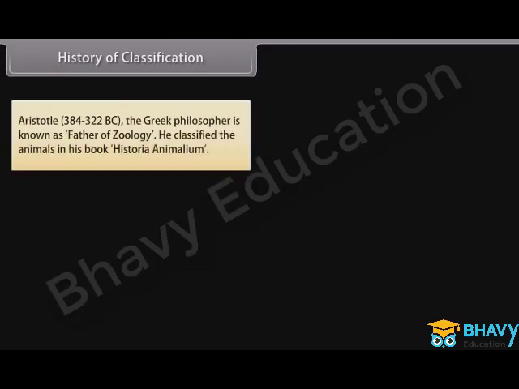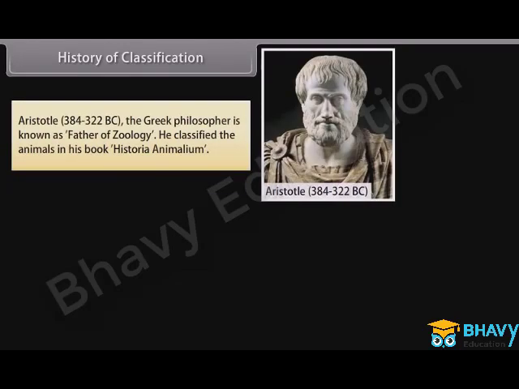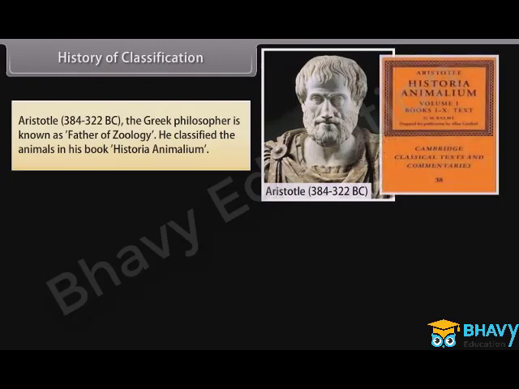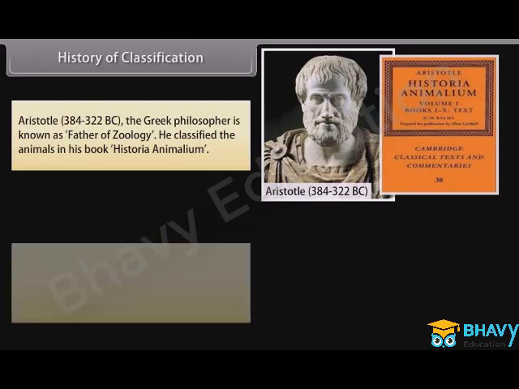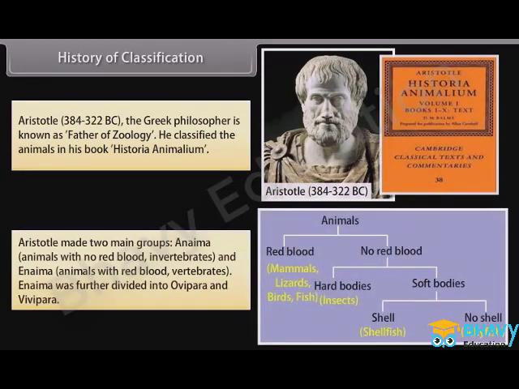History of classification. Aristotle, 384 to 322 BC, the Greek philosopher, is known as the father of zoology. He classified the animals in his book Historia Animalium. Aristotle made two main groups: Anaima, animals with no red blood, invertebrates, and Enaima, animals with red blood, vertebrates. Enaima was further divided into ovipara and vivipara.